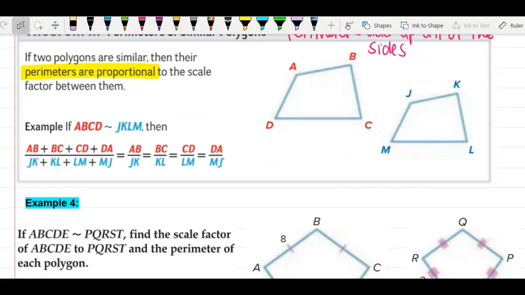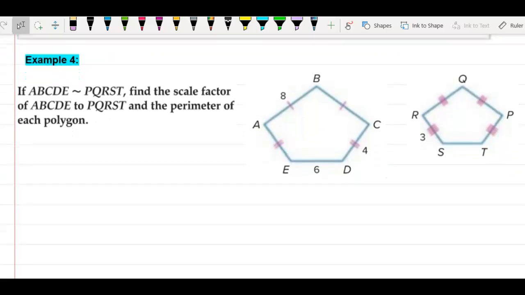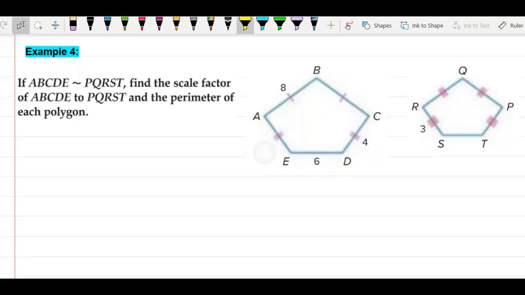Okay, so it's probably going to be easier to explain this one as we do an example instead of just reiterating it. So the big thing in this example is that ABCDE is similar to PQRST. So we know the scale factor should be the same amongst all of our sides. So if we take a second, we have some stuff labeled, but not everything. So notice AB and BC both have 1 tick mark, so they're both 8. AE and CD both have 2 tick marks, so they're both 4. And then if we look at our other piece, RS, how many is that? 4 tick marks. So PT should also be 3.